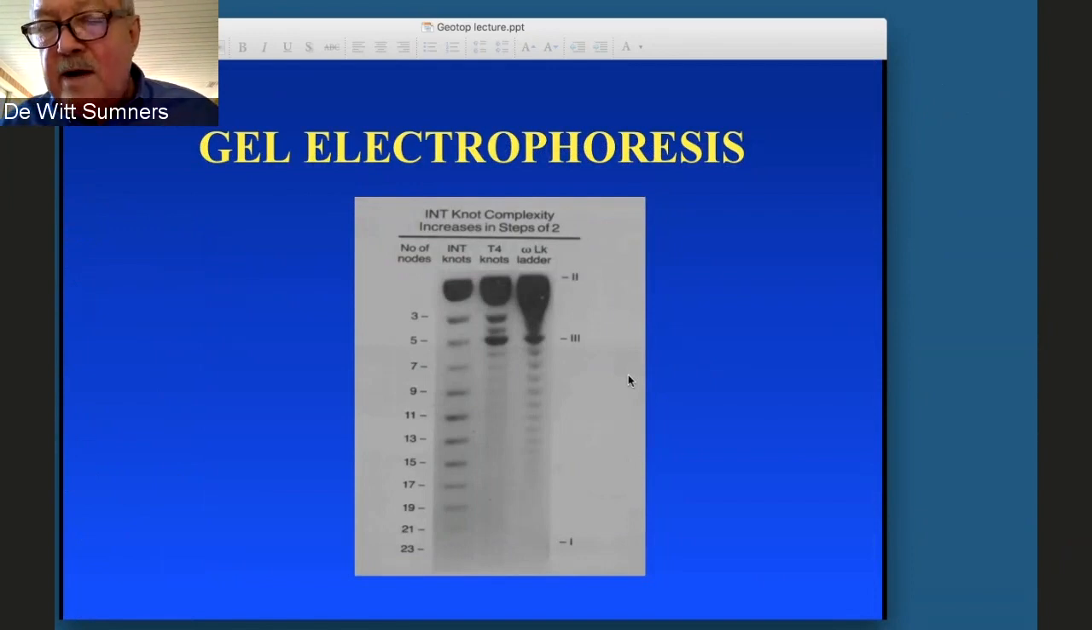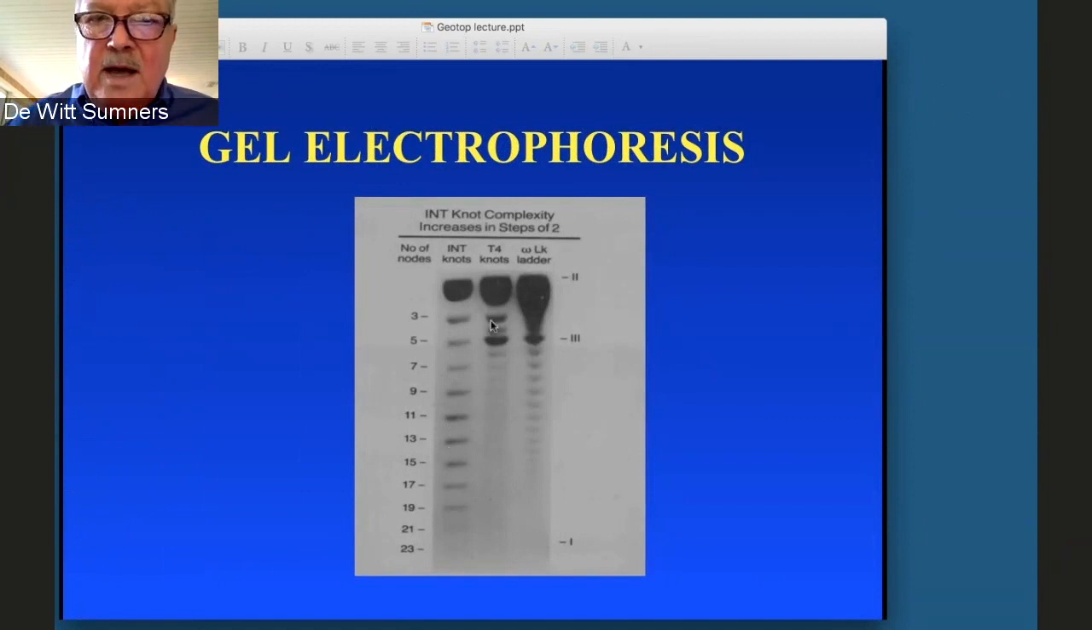But the way it travels through the gel is very interesting, because these are knots produced by bacteriophage lambda integrase. I'll show you a picture of one of these in a minute. These knots are all trefoil knots and torus knots, and they travel according to their crossover number. This is the trefoil knot 3-1. This is the knot 5-1, 7-1, 9-1, so 3, 5, 7, and 9. It jumps in steps of 2 in a gel.